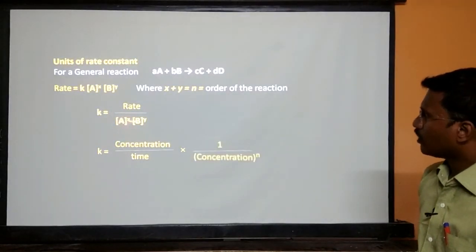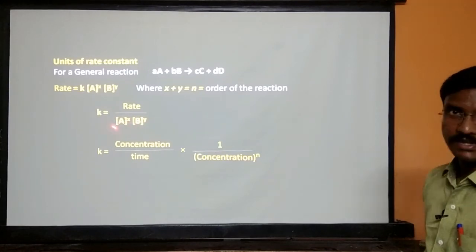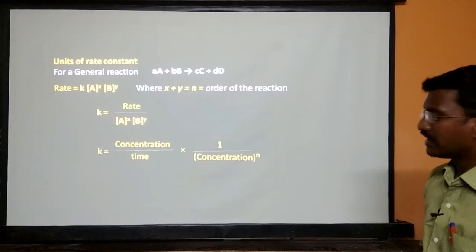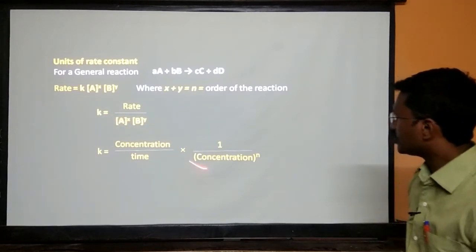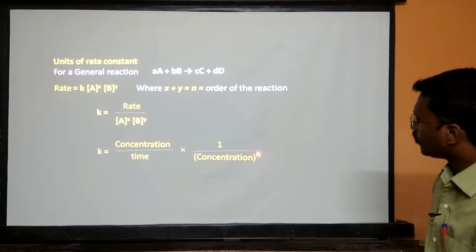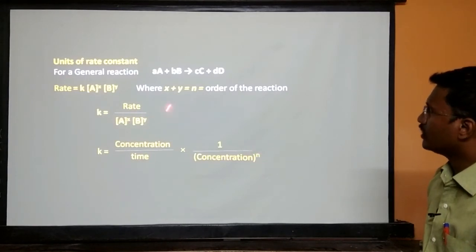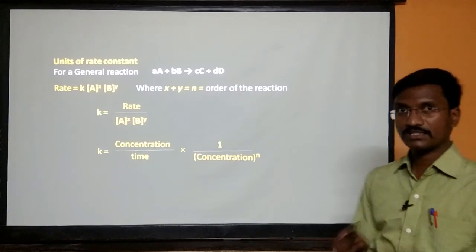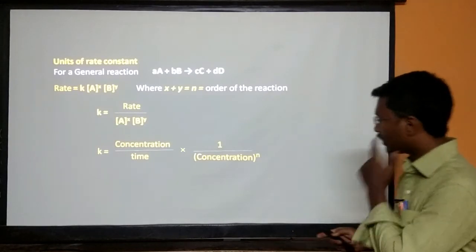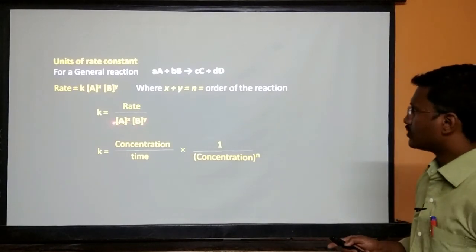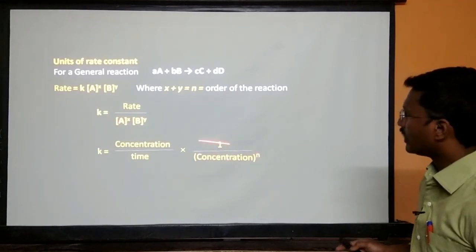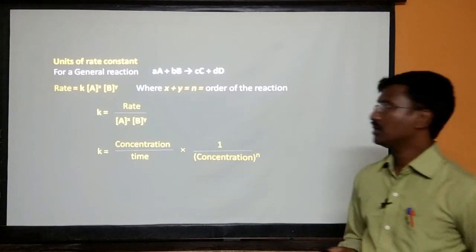the reciprocal of the product of concentration of reactant. Here A and B are the reactants, and the square bracket indicates the concentration. The concentration has the power N. Why I have written N: can you see X plus Y? The sum of X plus Y is nothing but N, and N is the order of reaction. Therefore, instead of writing the reactants A and B separately, I have written the concentration of reactant generally. Here, the power N indicates the order of the reaction.